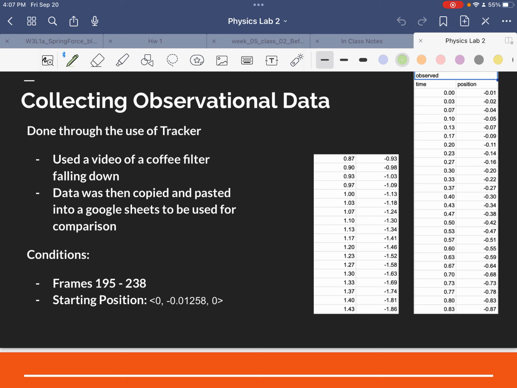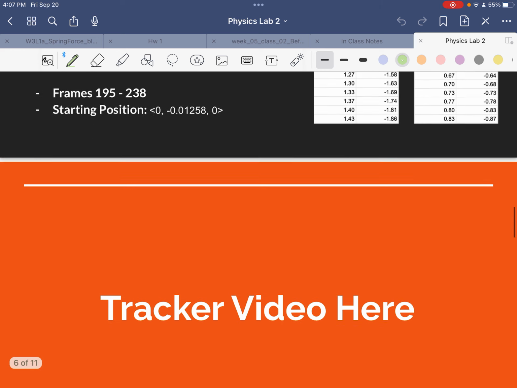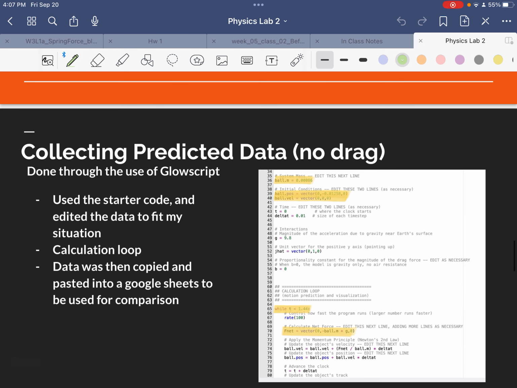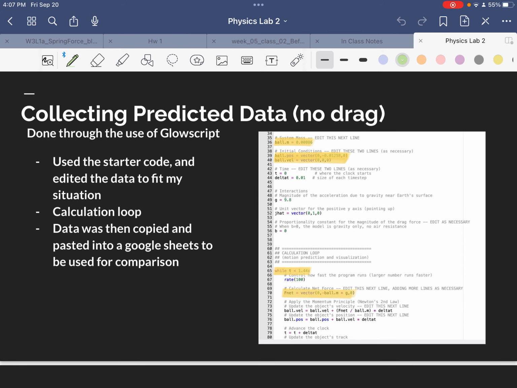And after plotting each position point by hand per frame, the data was then copied and pasted into a Google Sheets to be used for comparison, which you can see to the right. Next, to predict the data was created and collected through the usage of GlowScript and the starter code provided.